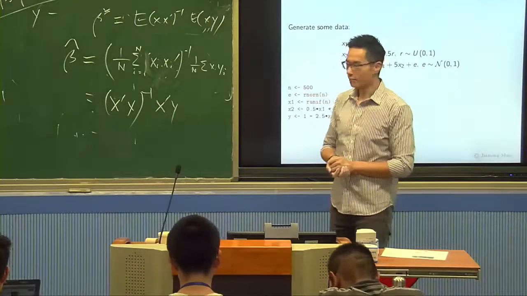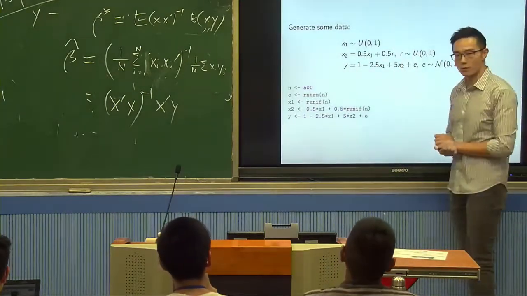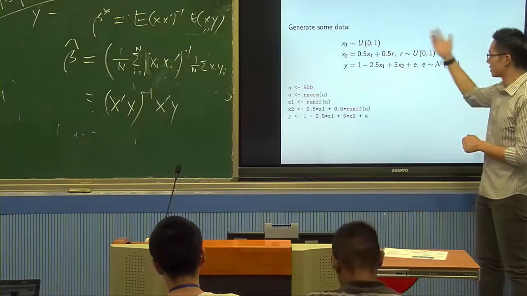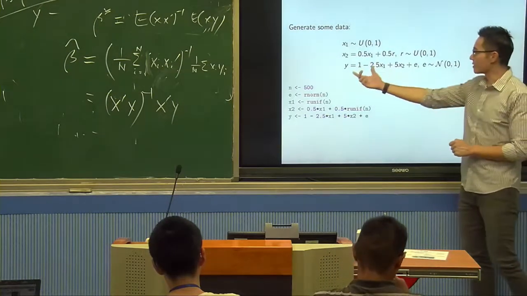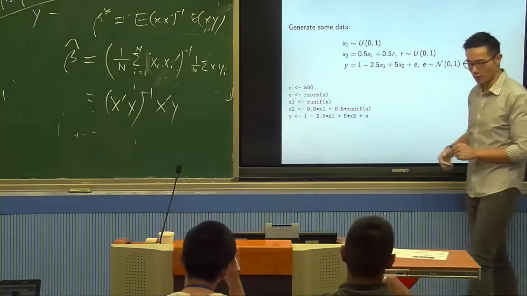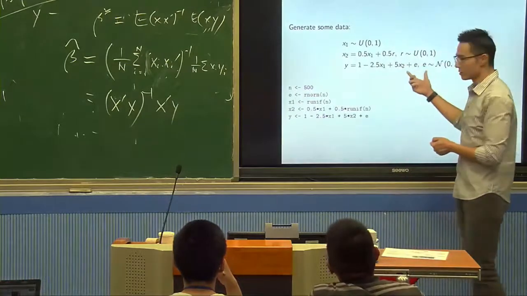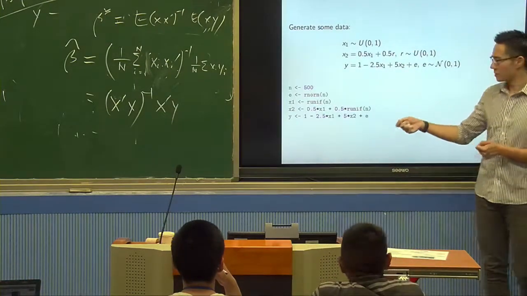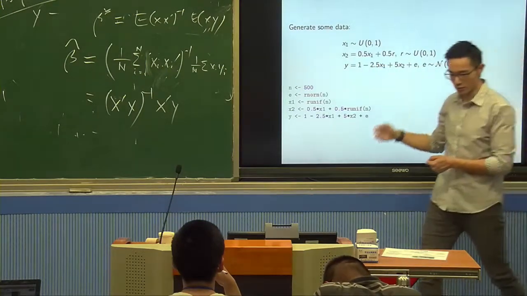Let's take a very simple example. I generate some x. x1 is uniform 0, 1. x2 is correlated with x1, so it's 0.5 x1 plus 0.5 times some uniform variable. And then y has this expression. That's the true model, and I use some code to generate that. Because the true model is linear, I hope that by fitting a linear model I can recover the parameters 1, minus 2.5, and 5. That's what we hope to get.